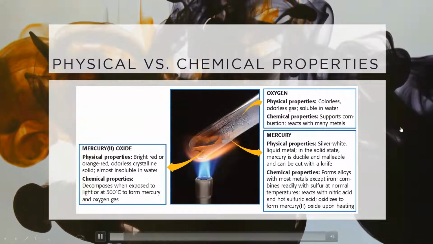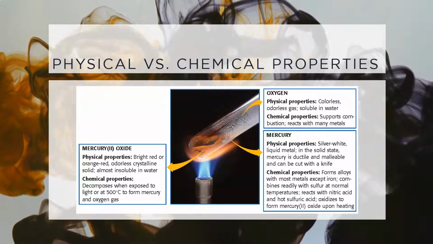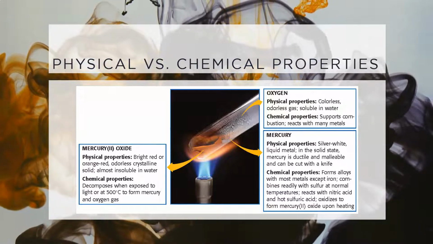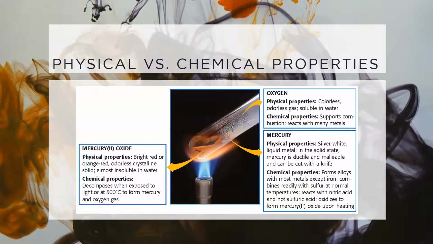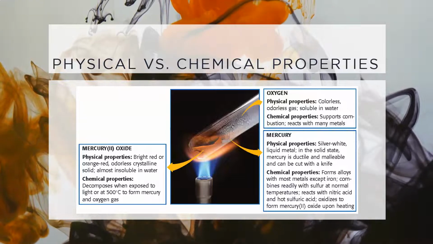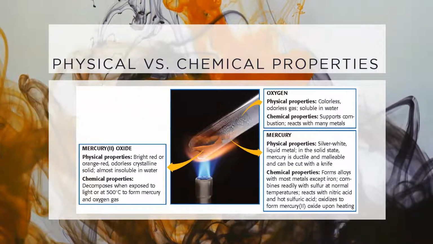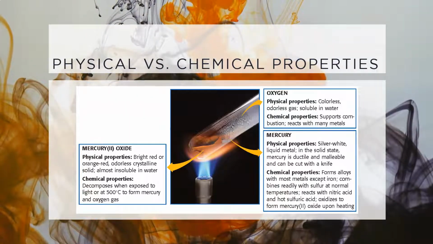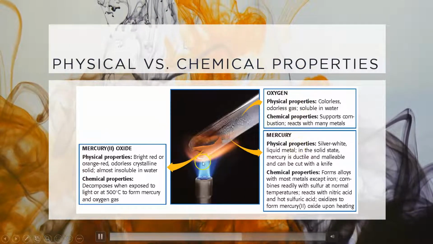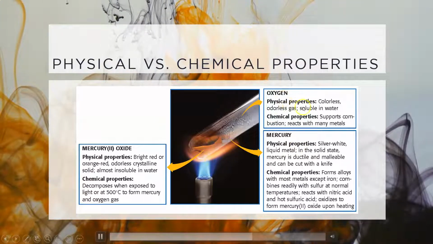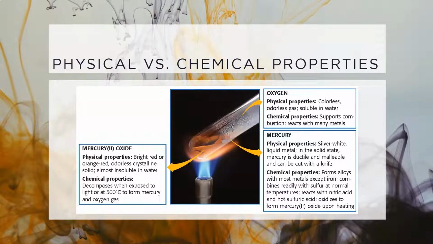So just to summarize, we've got the burning of mercury oxide here. When we look at the mercury 2 oxide, some physical properties, we see that it's bright red, it's odorless, it doesn't dissolve in water well. On the other hand, chemical properties is what happens when it changes. So it decomposes, it turns into oxygen and mercury at a certain temperature. So on the other side, we have the products, oxygen and mercury, from when we burned the mercury 2 oxide. Physical properties of oxygen, it's colorless, it's odorless, it's soluble in water. That means it dissolves in water.